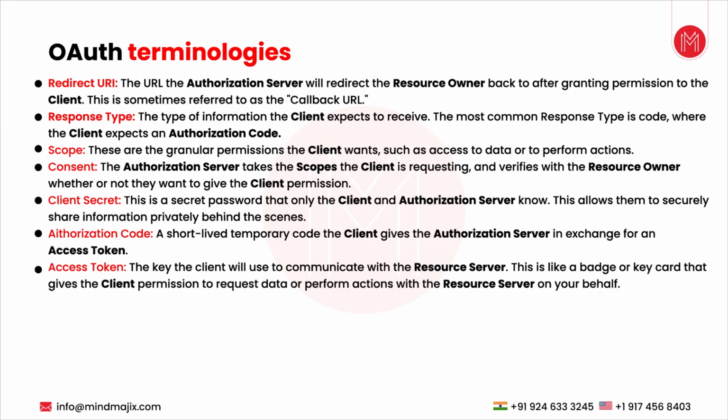Then an authorization code is a short-lived temporary code the client gives the authorization server in exchange for an access token. So whenever you want an access token, you have to provide an authorization code, and only then are you granted an access token. The access token is the key the client will use to communicate with the resource server. It is like a badge or a key card that gives the client permission to request data or perform actions with the resource server on your behalf.